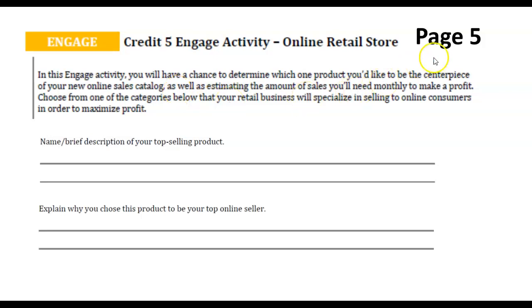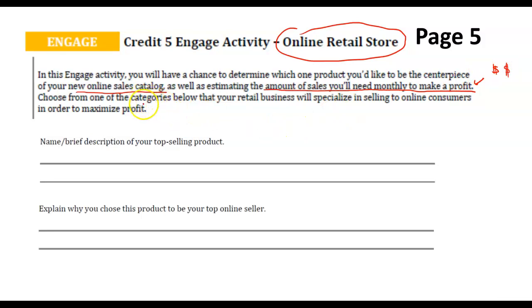Today we'll begin on page 5 where we will pretend that we have a chance to open up an online retail store, as you can see here. So you will have a chance to determine which one product you'd like to be the centerpiece of your new online sales catalog, as well as estimating the amount of sales you will need monthly to make a profit, because that's every business trying to make that money.